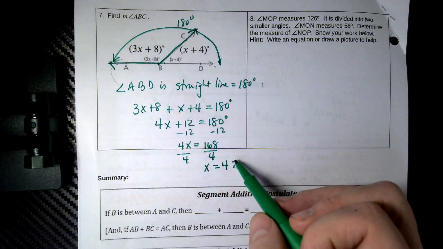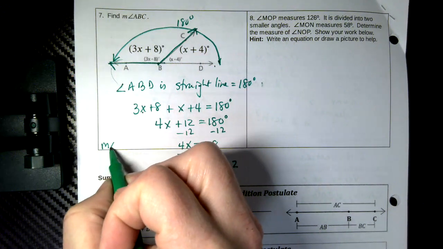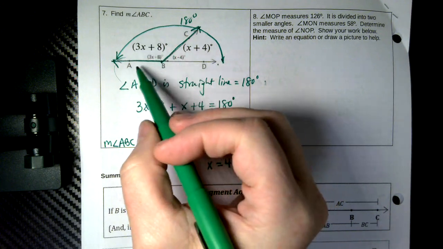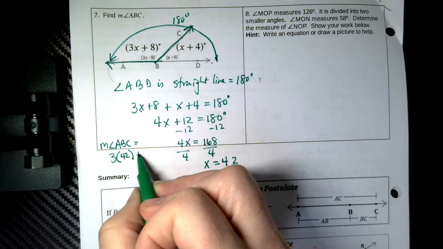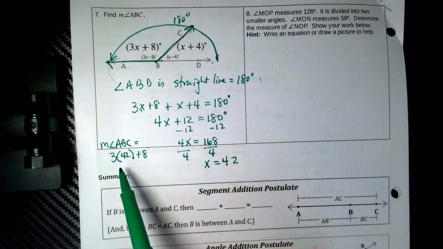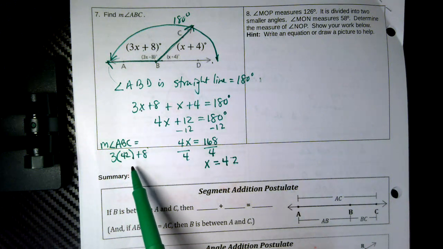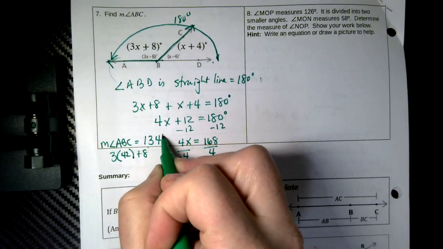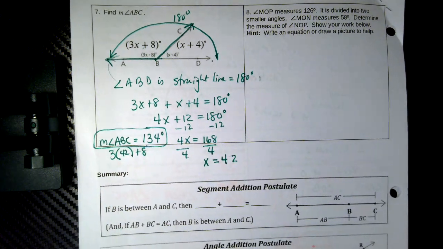Now that's not the answer to the problem because I said, what's the measure of ABC? Measure of angle ABC would equal, ABC is the 3x plus 8. So 3 times 42. You got to plug it in. Plug in your x. Solve for x, plug it in. So 3 times 42 is 126 plus 8 gives me 134 degrees. 134 degrees.